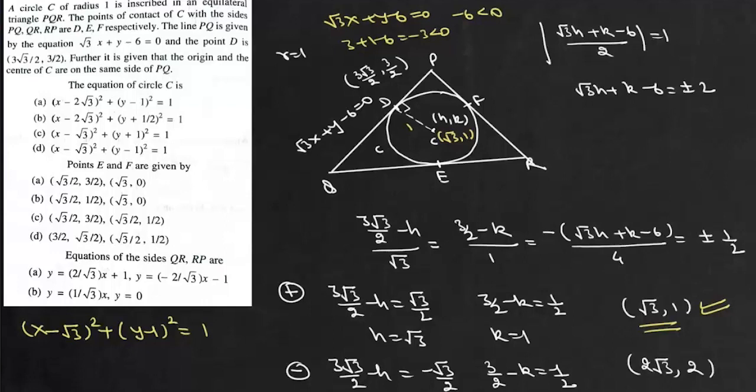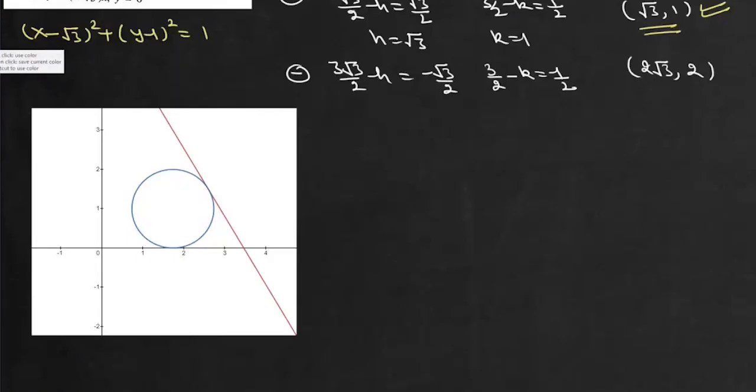And that's your option D. Now the next question is, we have to find these points E and F. What we'll do is, we'll locate the circle more precisely on coordinate axis. So we can draw it like this.